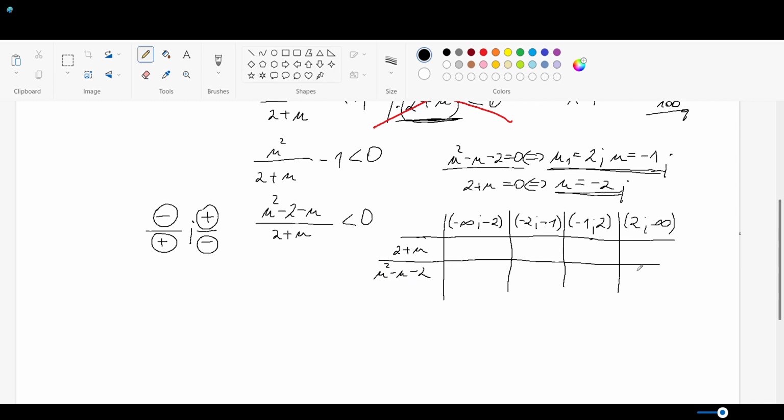Let me just do it this way. So as you already know, the function u plus 2 is represented as a line which passes through -2. This is our zero point here. So all the values on the right side of -2 are positive, on the left side they are negative. Or you can take any number from each of these intervals and check on your own, but I prefer to do it graphically.